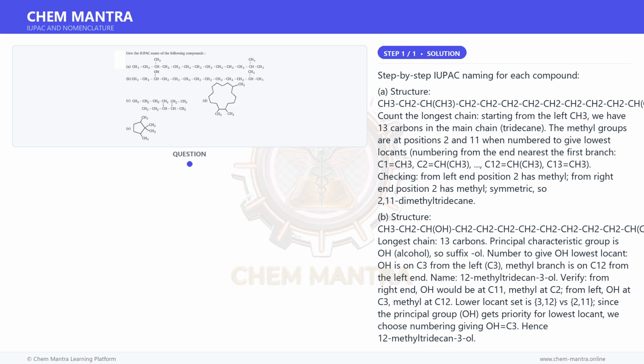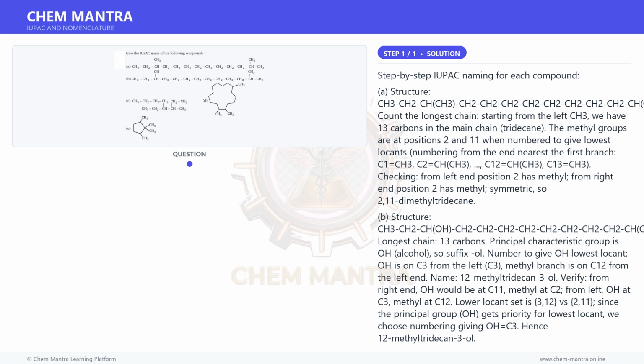Verify, from the right end, OH would be at C11 and methyl at C2, from left, OH at C3 and methyl at C12. Lower locant set is 3,12 versus 2,11. Since the principal group OH gets priority for lowest locant, we choose numbering giving OH equal to C3. Hence 12-methyltridecan-3-ol.